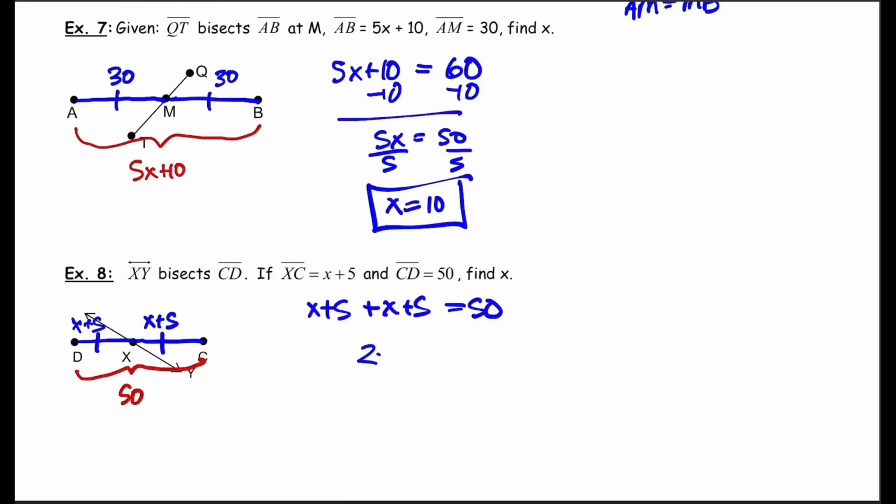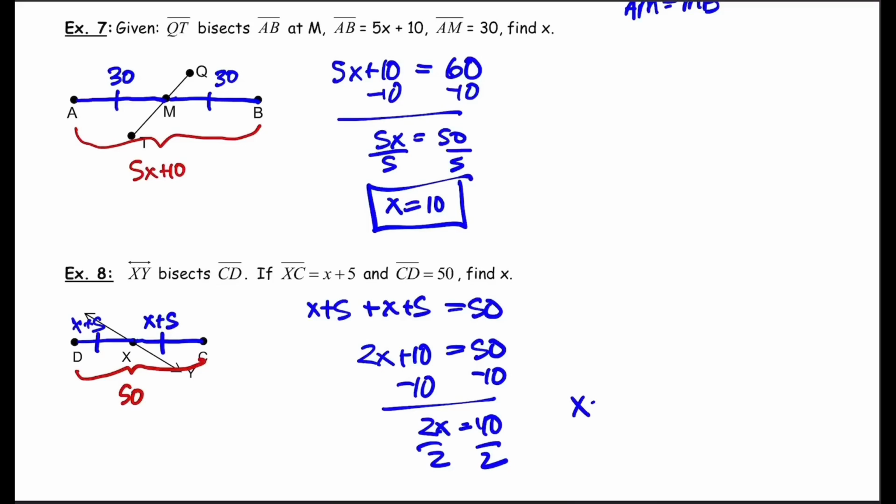Combine like terms, 2x plus 10 equals 50. And then we're on our way, right? 2 steps, subtract 10. 2x equals 40. Divide by 2. X is 20.